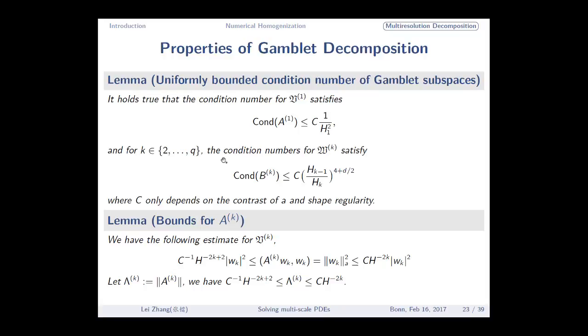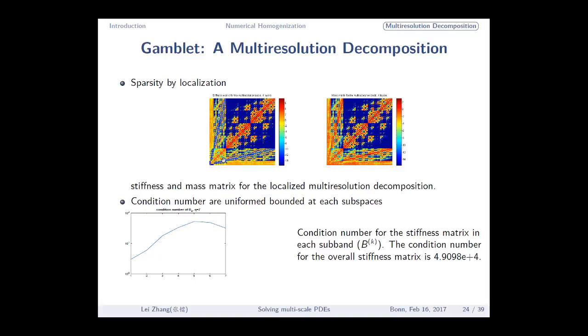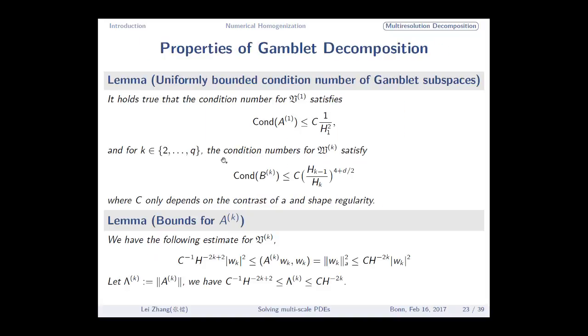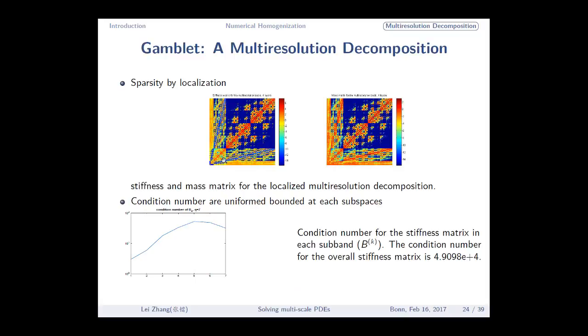So we have all these good properties of Gamblet decomposition. What I have just shown you is proved for the global exact gamblets, but you can also do this for localized ones, though it's more technical. And numerically, you can show that this is also true. If we do localization, we have the sparsity, and that's what we use for efficient calculation, and we also have the condition numbers uniformly bounded.